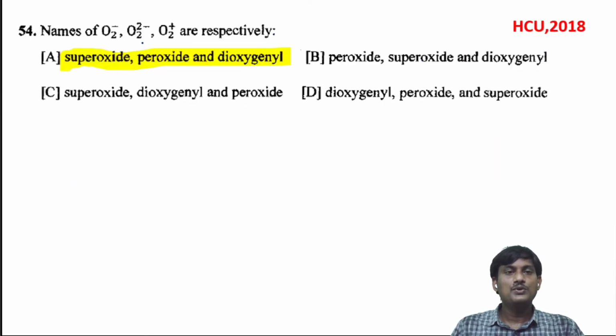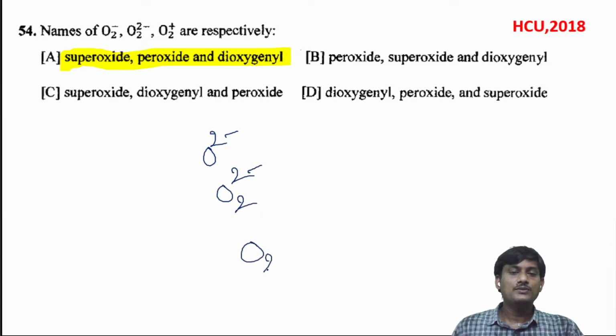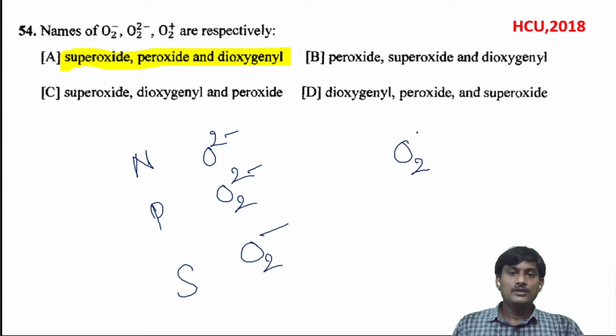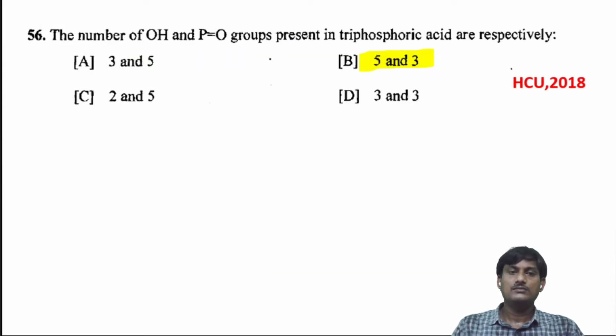Names of O2 minus, O2 2 minus, O2 plus are respectively. Here we have different types of oxides. Normal oxide has O2 minus, peroxide has O2 2 minus, and superoxide has O2 minus. And O2 plus is dioxygenyl, a dioxygen cation. So O2 minus is a superoxide, O2 2 minus is a peroxide, and this one is a dioxygenyl cation.